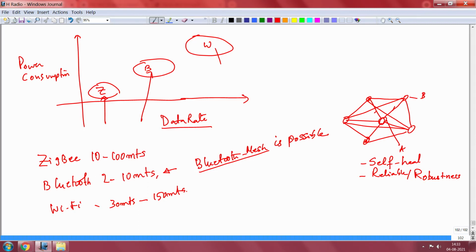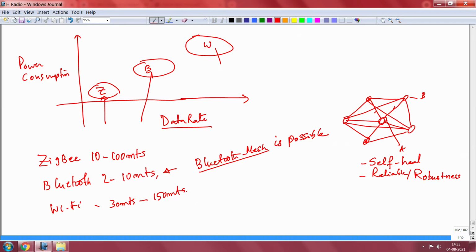Bluetooth also said we can do mesh, and therefore now it is interesting to see what is it that ZigBee can offer over and above what Bluetooth can offer. But one thing is clear, that its resilience is high. More suited for industrial environments, and power consumption, that definitely ZigBee will far overtake the ability of Bluetooth links. So this is one aspect of what I wanted to say.